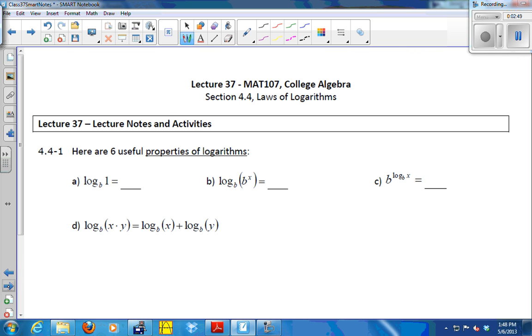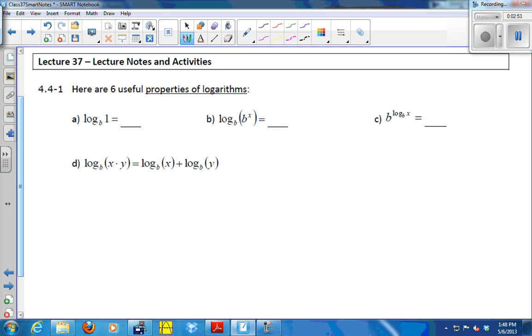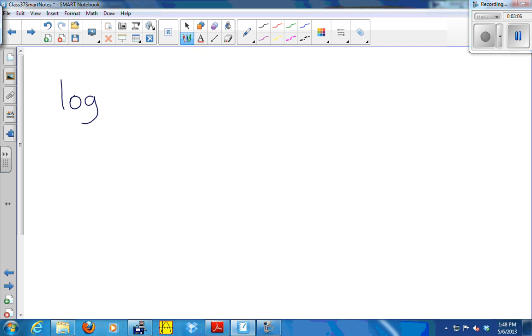Okay, so we're going to look at the laws of logarithms, some properties that are going to be real useful to us. So log base b of 1, do this on the next page, log any base, no matter what that base is, I can evaluate log of 1.